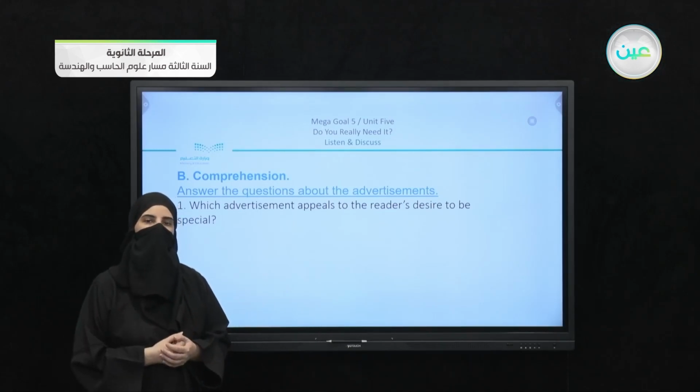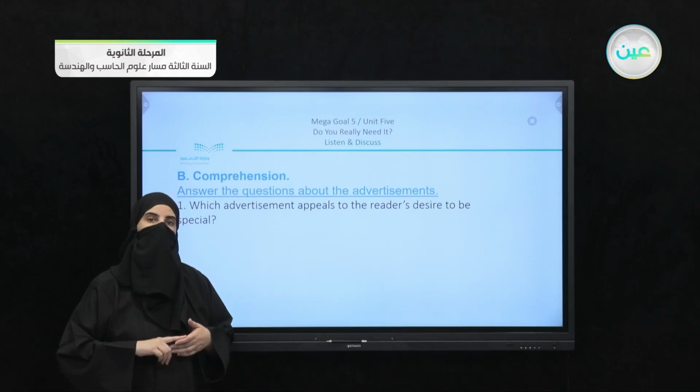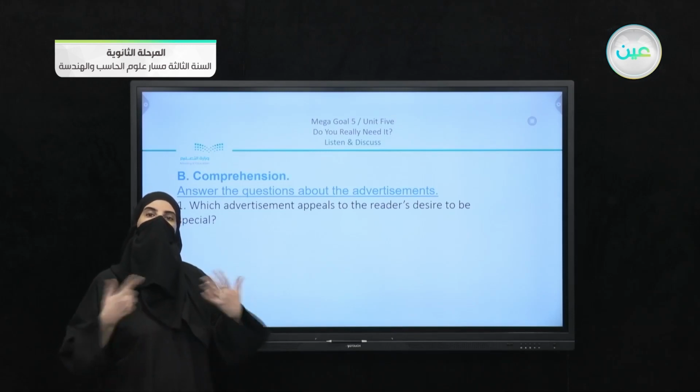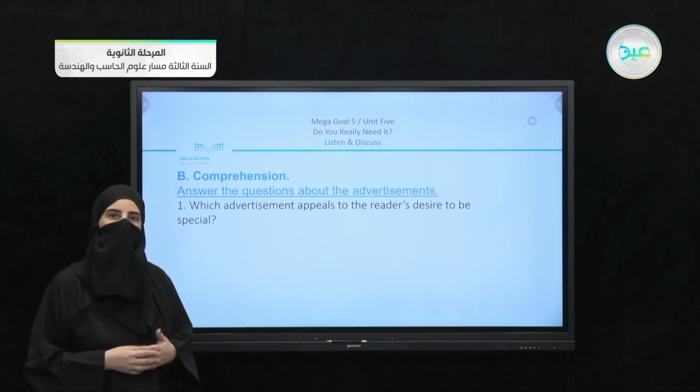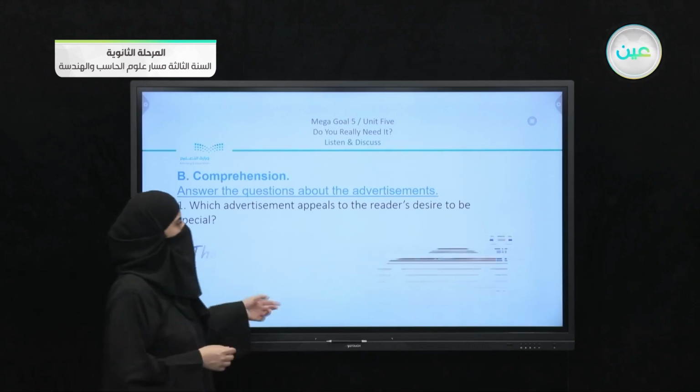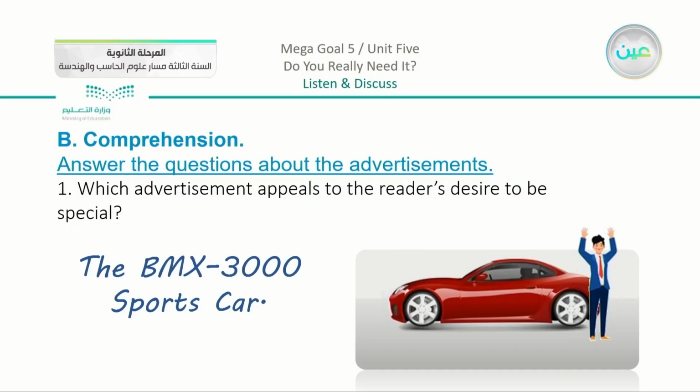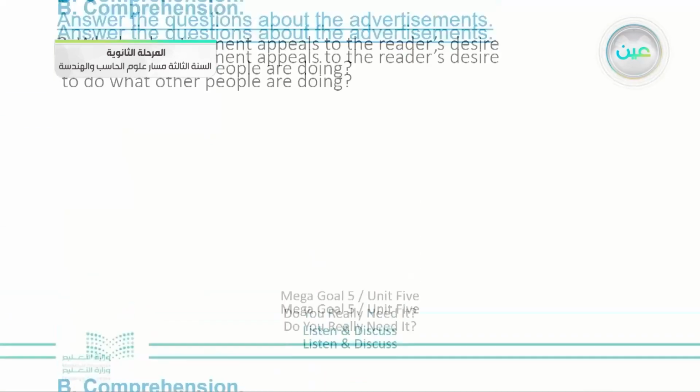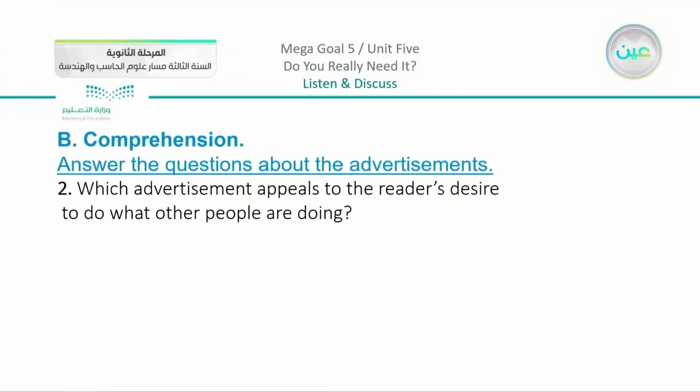Which one of these advertisements makes other people look at you and you can feel that you are different? So you can see that the answer here is going to be the car. Now we have here the sports car, the BMX 3000. In the paragraph, it was mentioned that other people will look at you with your car. Now, this is the first question. We have the second question: which advertisement appeals to the reader's desire to do what other people are doing?